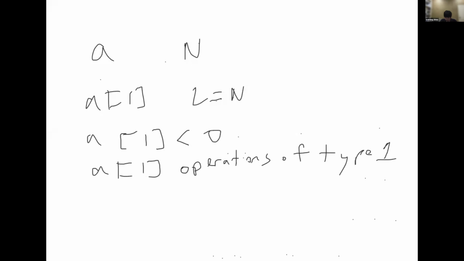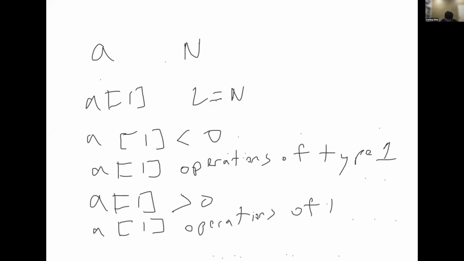Because in each operation, we're going to increase the value of a of one by one. So after applying exactly a of one operations, you would have set a of one equal to zero. And then in the second case where a of one is greater than zero, then you also need exactly a of one operations of type two.